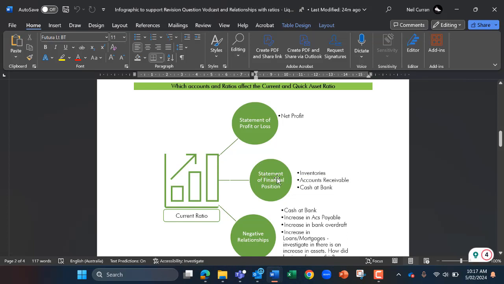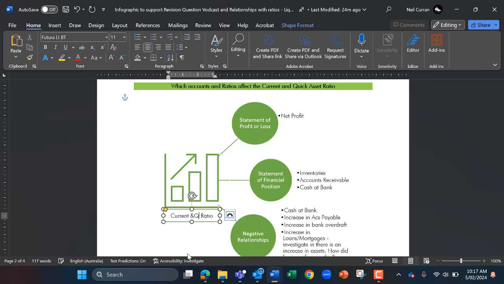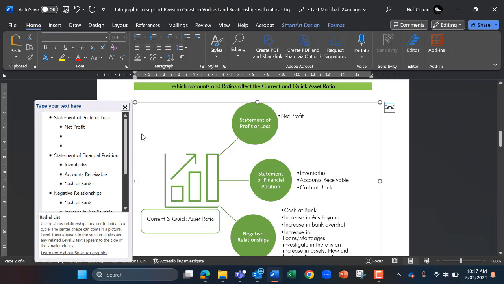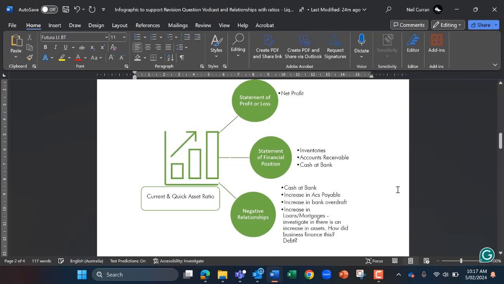In our statement of financial position, the main accounts which you're looking at here are inventories, accounts receivable, and cash at bank. Now with this ratio, the current ratio can also be looked at in comparison to the quick asset ratio as well. So you can do both. The only difference between the two is that the current ratio includes inventories, the quick asset does not. So the quick asset actually shows that they're probably relying on inventories to prop up this ratio, which isn't a good outcome for the business.